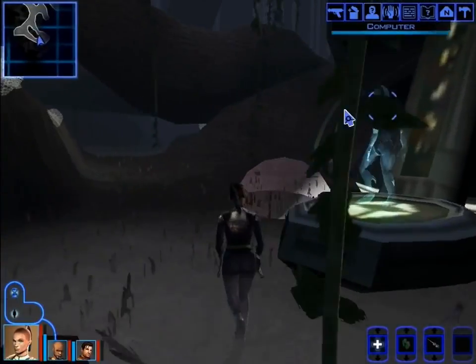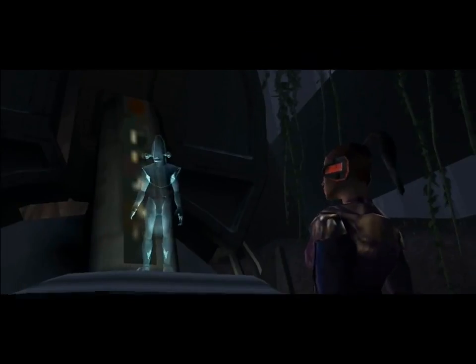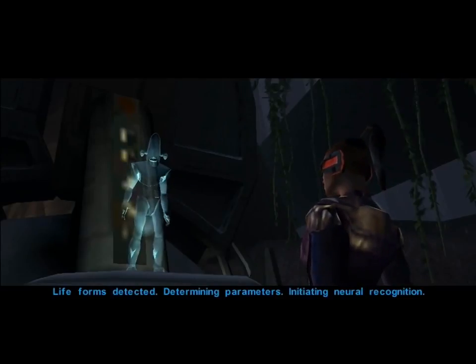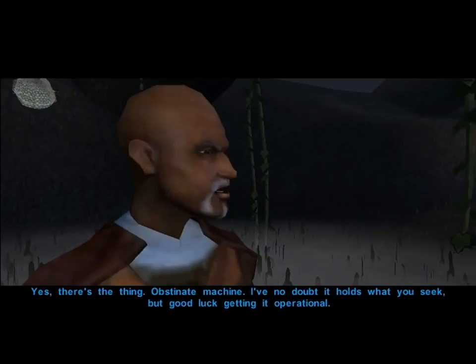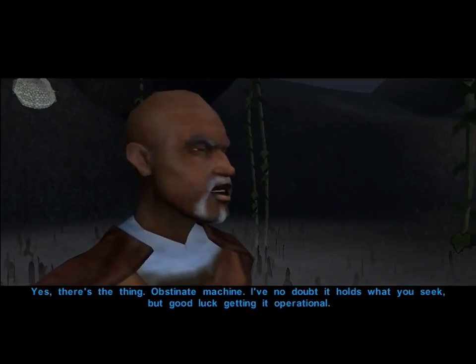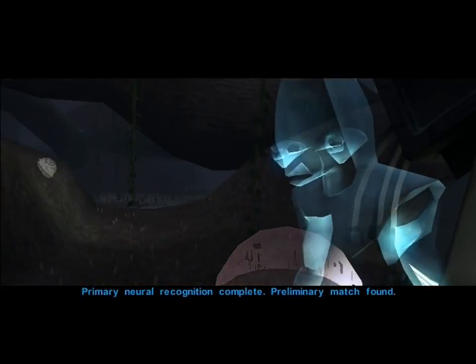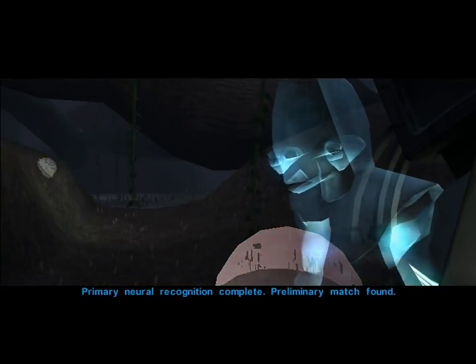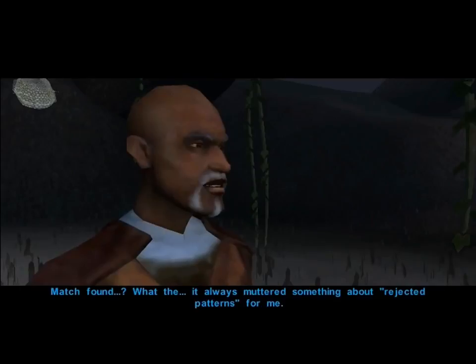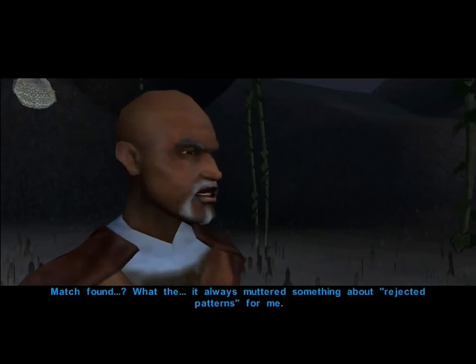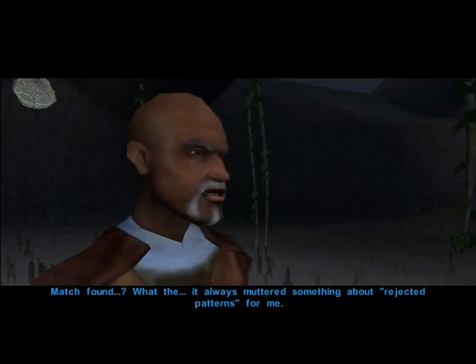So here's the star map. Life forms detected. Determining parameters. Initiating neural recognition. Yes, there's the thing. Obstinate machine. I've no doubt it holds what you seek, but good luck getting it operational. Primary neural recognition complete. Preliminary match found. Match found? What the... It always muttered something about rejected patterns for me.